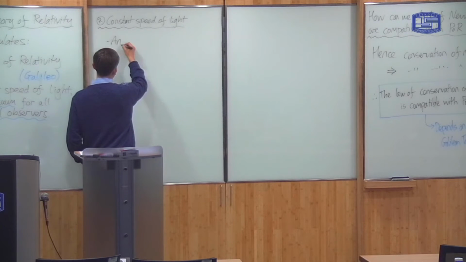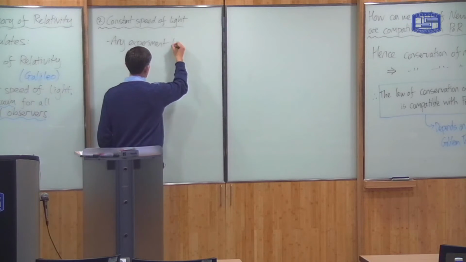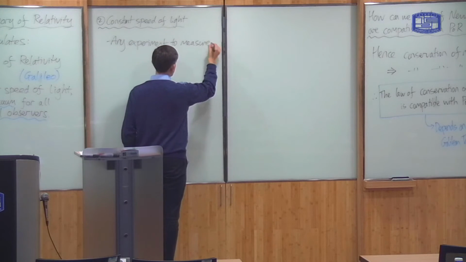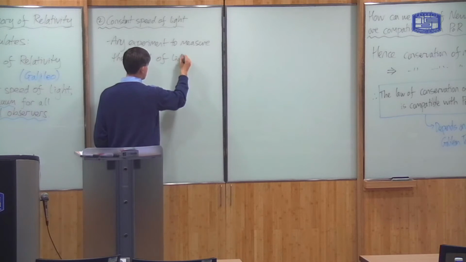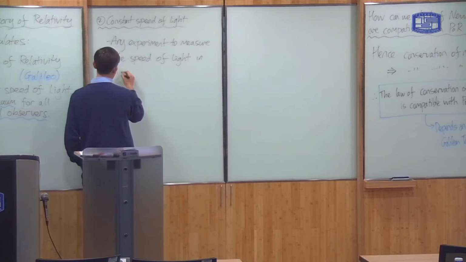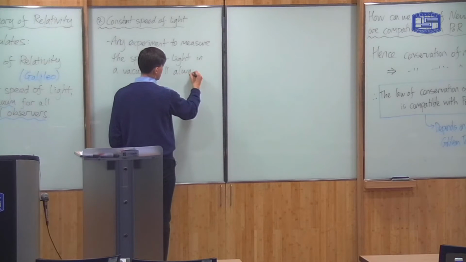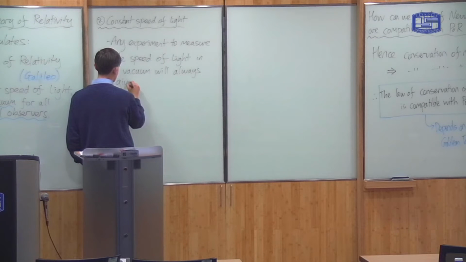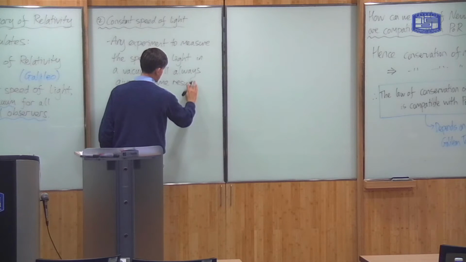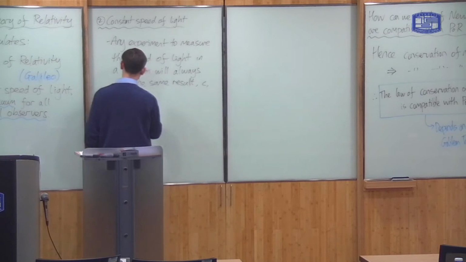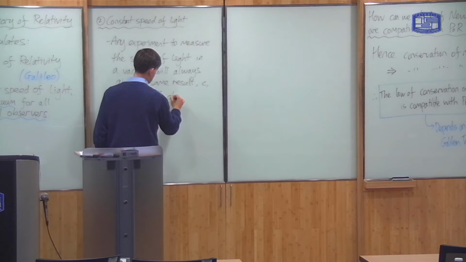Okay, so again we can talk about it in terms of experiments. Any experiment to measure the speed of light in a vacuum will always give the same result, which is c, regardless of the observer velocity.